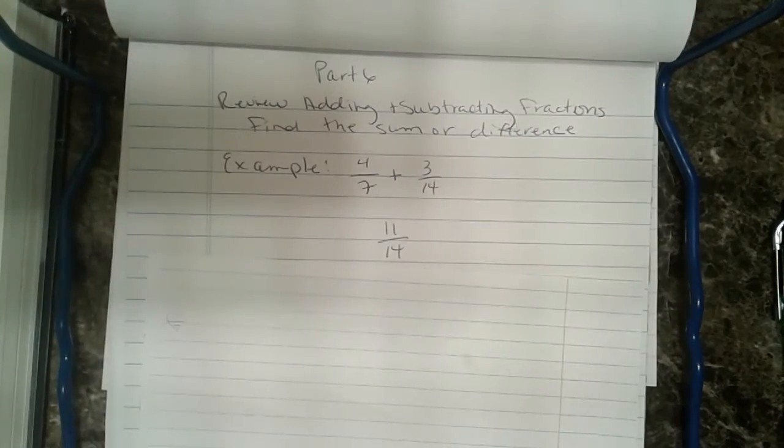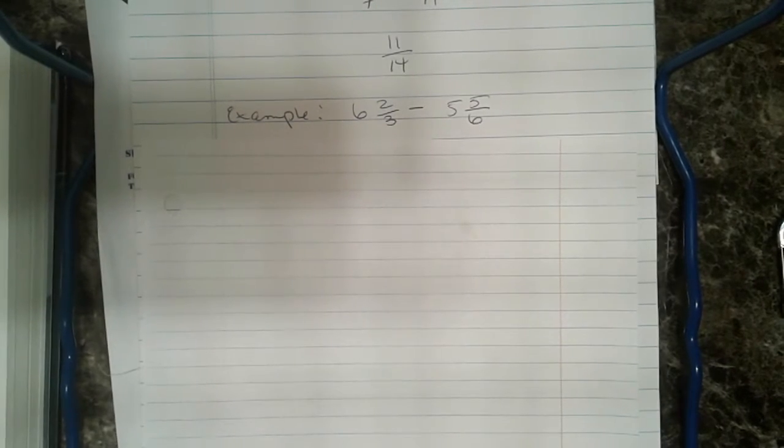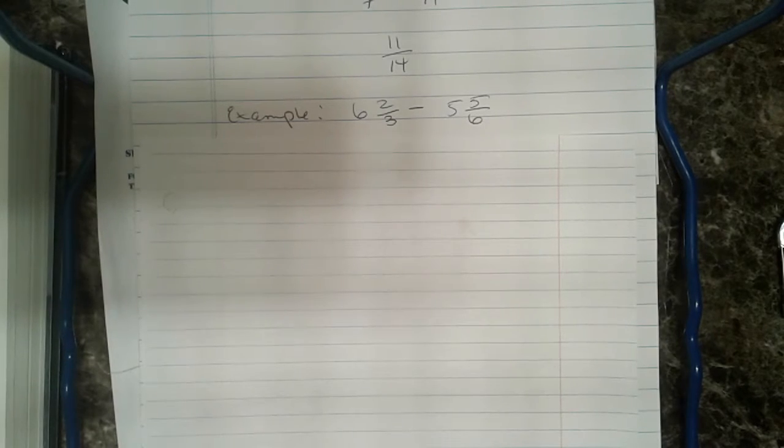Okay, so our second example is going to be 6 2/3 minus 5 5/6. 6 2/3 and 5 5/6 are mixed numbers. Why would 6 2/3 and 5 5/6 be classified as mixed numbers? If you said that because there's whole parts to these fractions, you are totally correct. The fact that the 6 is in front of the 2/3 means that we have 6 whole things and then 2/3 of another. Same thing with the 5 5/6. We have 5 whole things and then 5/6 of another. So that's what makes it a mixed number.